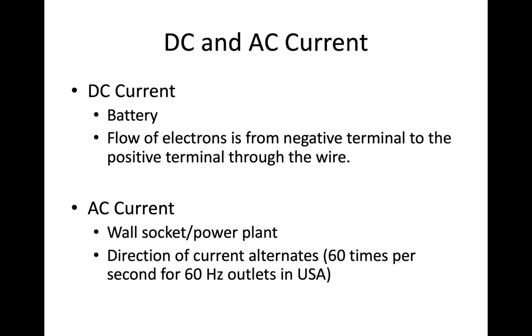Towards the end of the semester, we'll talk about AC current, so alternating current. And that's what we get when we plug into a wall socket in any building. And what that means is that the current is actually alternating. It's a sinusoidal delivery of current so that it's fluctuating the direction of the current. Think about a sine wave, right?